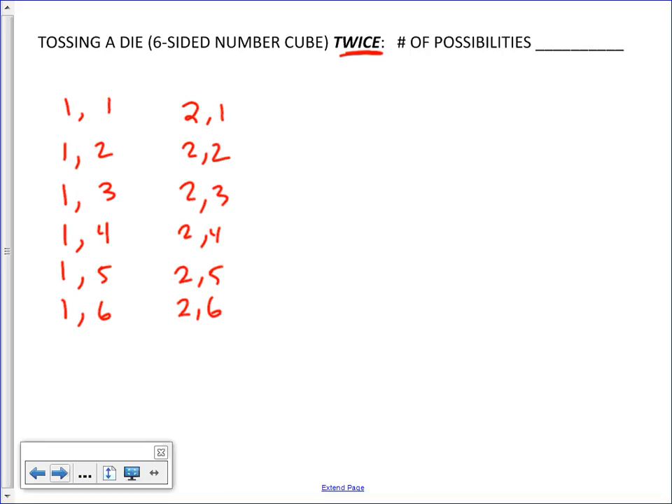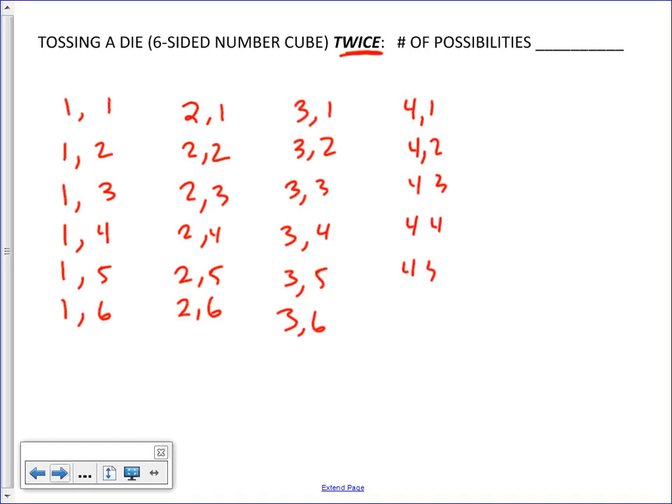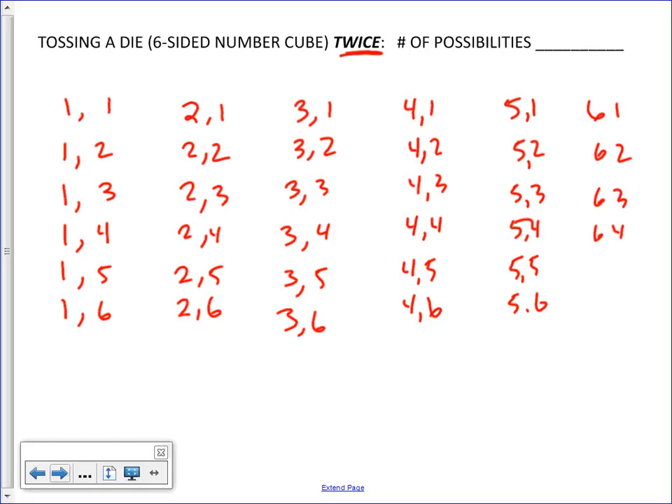Then 3 and 1, 3 and 2, 3 and 3, 3 and 4, 3 and 5, 3 and 6, 4 and 1, 4 and 2, 4 and 3, 4 and 4, 4 and 5, 4 and 6. 5 and 1, 5 and 2, 5 and 3, 5 and 4, 5 and 5, 5 and 6. Then 6 and 1, 6 and 2, 6 and 3, 6 and 4, 6 and 5, 6 and 6. 36.